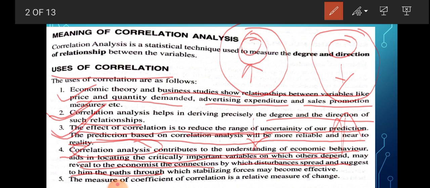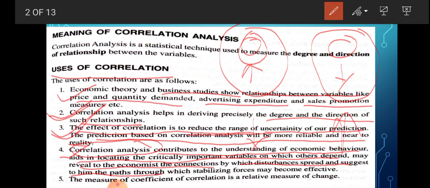The whole economy just depends on correlation. If we invest more money in this sector, will it give us more profit? Or what is the correlation if we are investing more and getting less? So what is the correlation? Because correlation is also of many types.